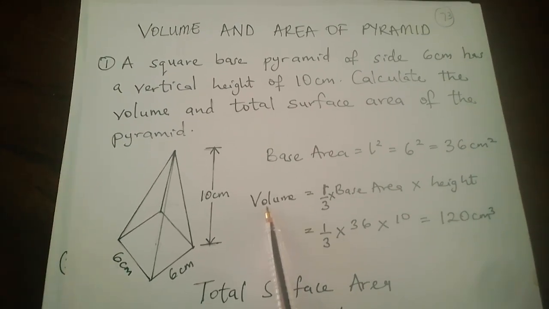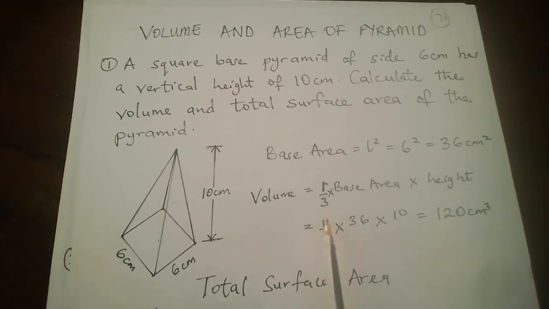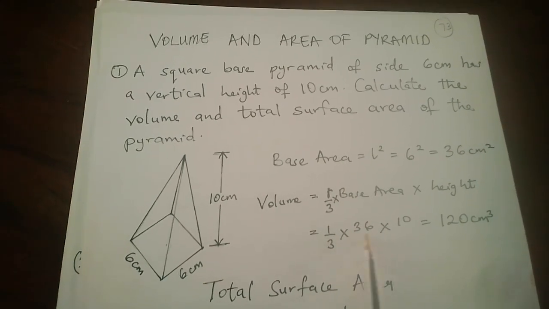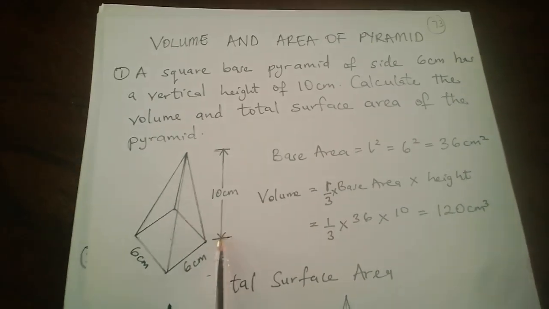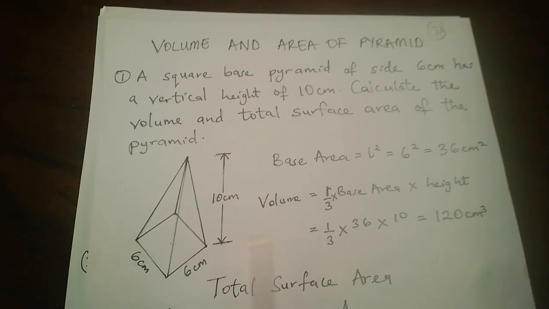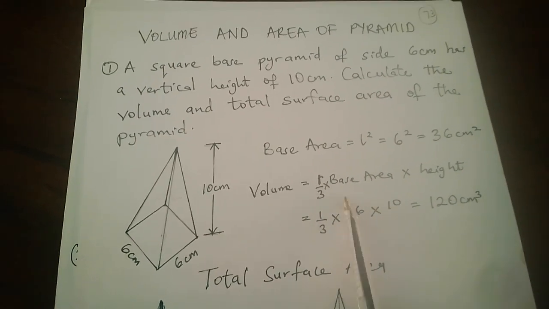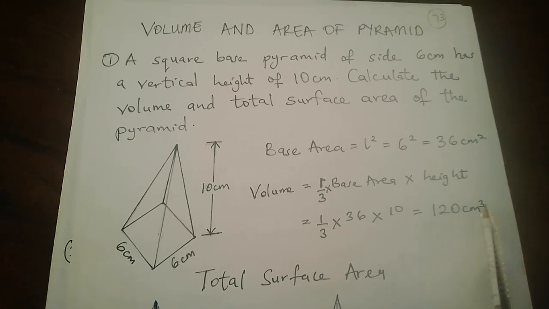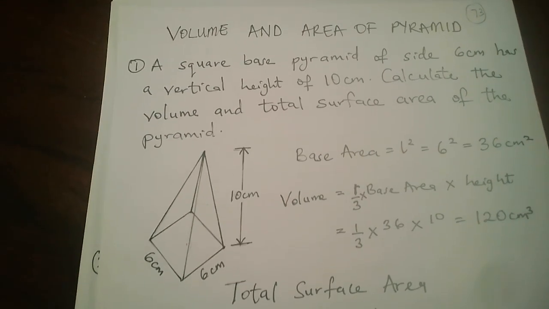And the volume of the pyramid is 1/3 times the base area times the height. So we have 1/3 times 36 times the height. We are talking of the vertical height, the height that makes a right angle with the base, which is 10. So 3 into 36 is 12, and 12 times 10 gives us 120 cubic centimeters. So that's the volume of the pyramid.